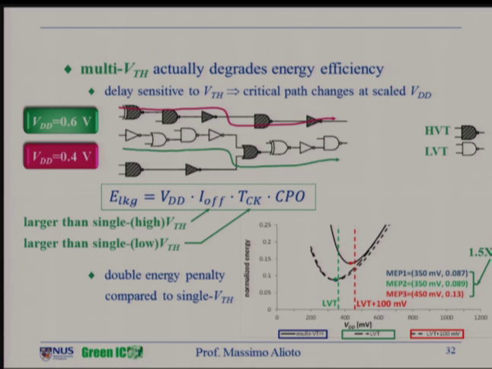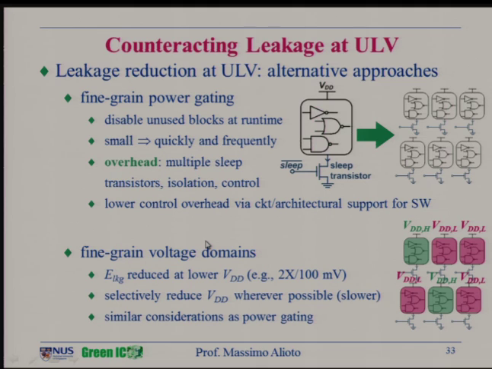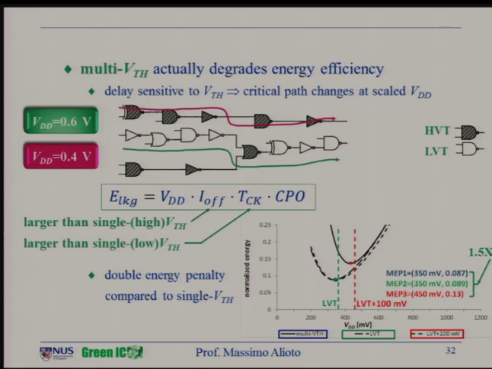First, compared to a single high VT design, leakage is much higher in a multi-VT design. Why? Because we still have a significant number of low VT cells that have much higher leakage. And what about the clock cycle? Well, the clock cycle is actually increased significantly compared to the single low VT design, because the clock cycle is dominated by HVT cells. So in a way, we are paying for a doubled energy penalty.